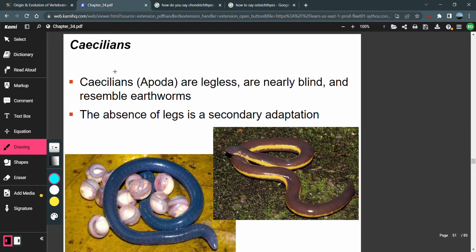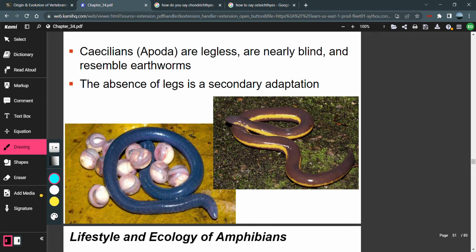So Caecilians or Apoda are legless, nearly blind, and resemble earthworms. They are not snakes, and the absence of legs is a secondary adaptation. So they lost their legs. Does not mean that they are an early ancestor of Chordata. They just lost their legs. They had legs back then, but they lost them.